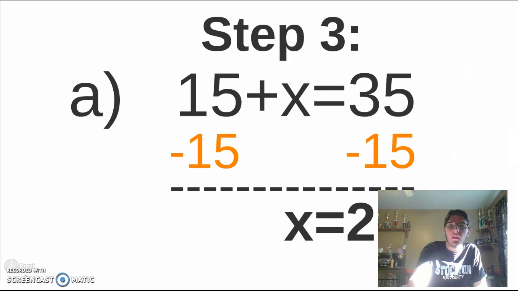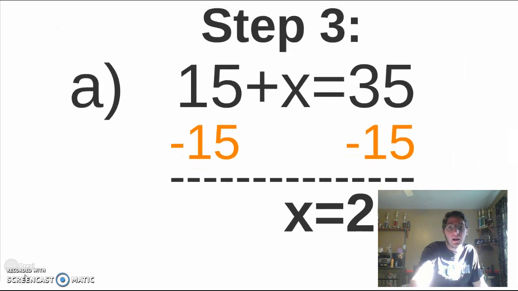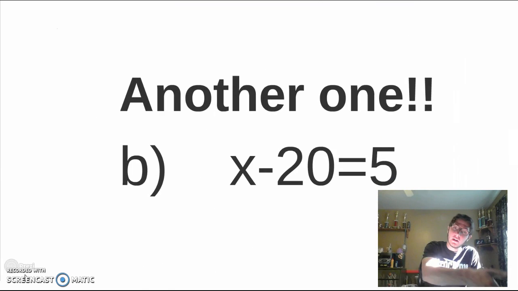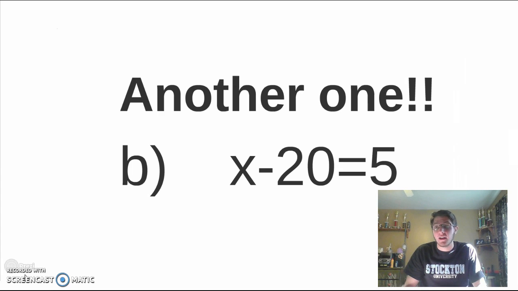Now, let's try another one. If we did addition that time, we're going to do subtraction this time. So x minus 20 equals 5. It's going to be the same kind of process to get that x alone on this side. But if we were adding last time, in order to get x alone, we had to subtract. If we're subtracting this time, in order to get x alone, we're going to have to add. So in this scenario, we're going to have to add 20 to it to get x alone.